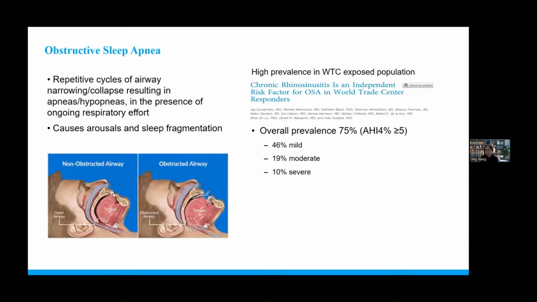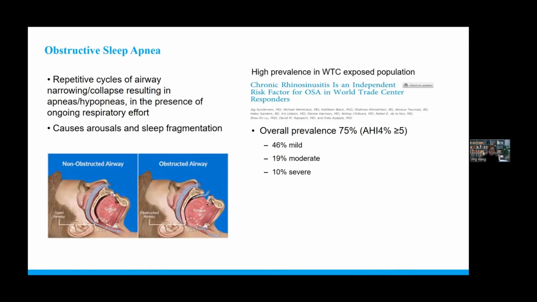So just really briefly, I think everyone is already quite familiar. The syndrome of obstructive sleep apnea is characterized by repetitive cycles of airway narrowing and collapse that result in either a total cessation of breathing or a reduction in breathing, an apnea or hypopnea, all happening in the presence of ongoing respiratory effort. This then leads to arousals and sleep fragmentation, and can cause a lot of the typical symptoms and consequences that we traditionally associate with sleep apnea. I'll go over that in a later slide.